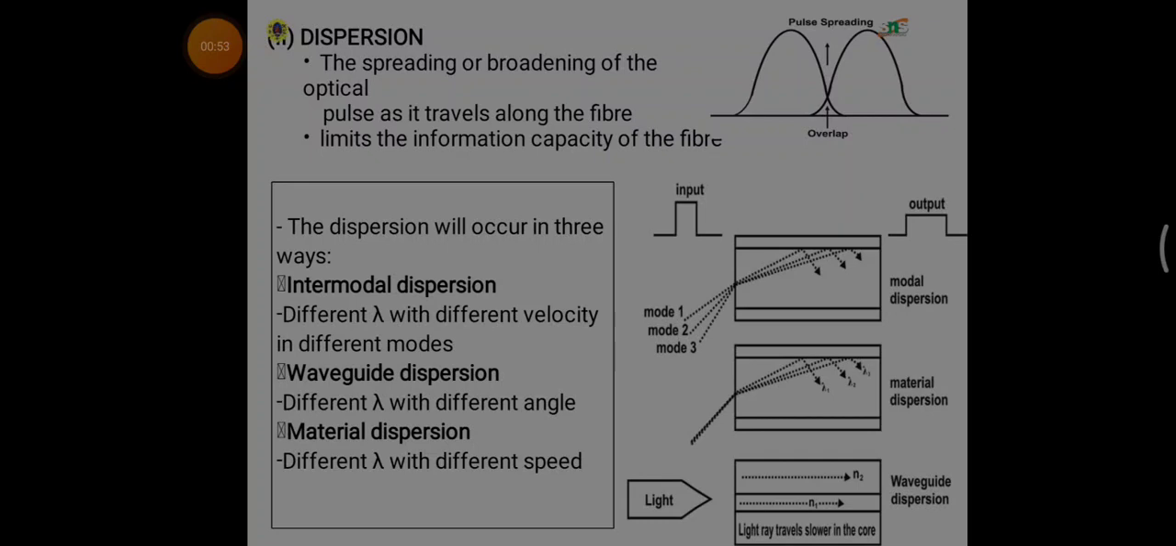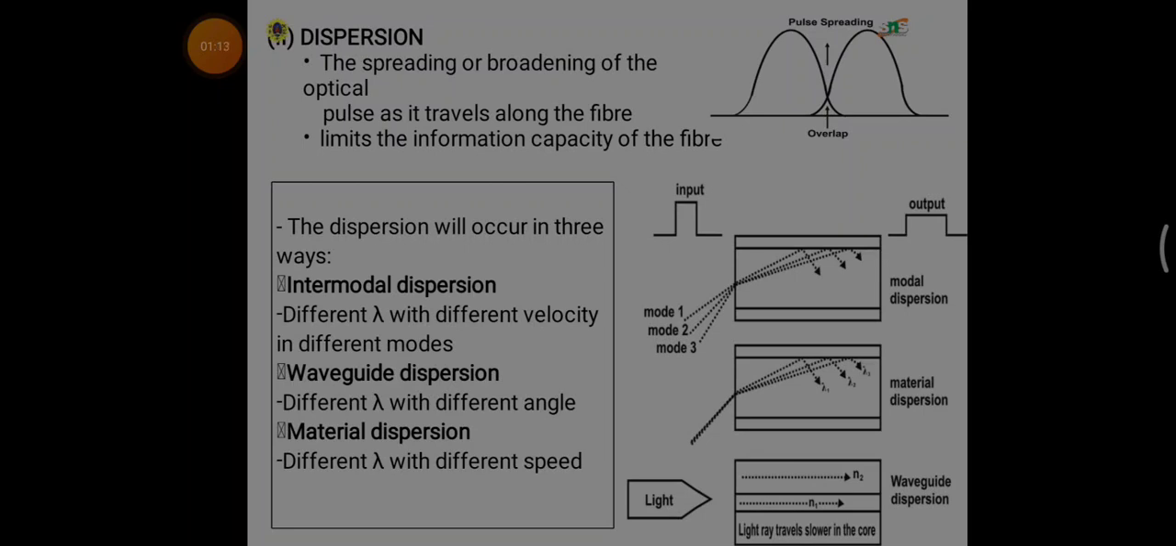So the pulse broadening or dispersion will occur in three ways: intermodal dispersion, material dispersion or chromatic dispersion, and waveguide dispersion.